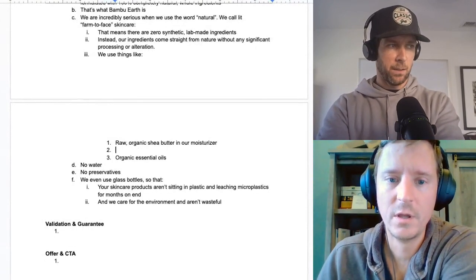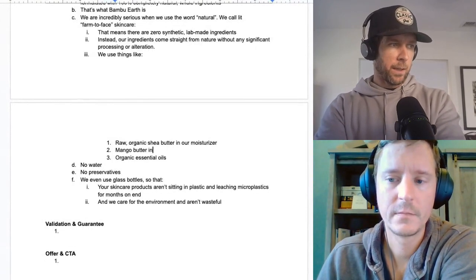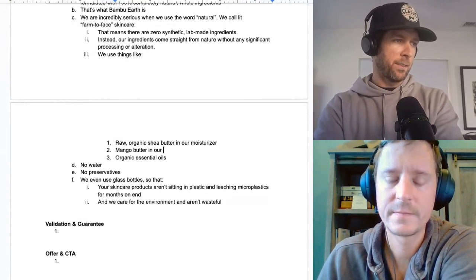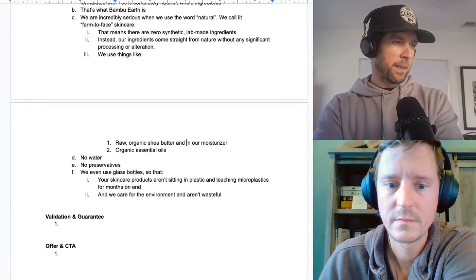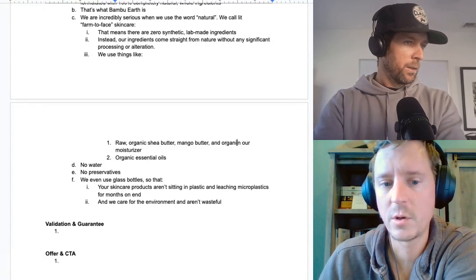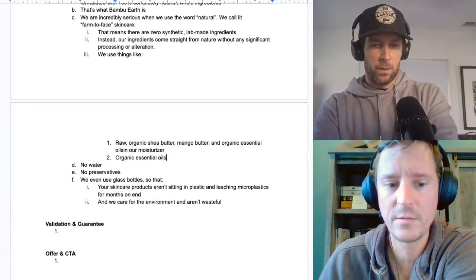It has a different cadence than oil. Cactus concentrate. Okay. In fact, three of those are in our organic cactus concentrate: organic shea butter, mango butter, and organic essential oils. Let's just say it like that. That'll work. And we could show our cactus concentrate because that has all three of those.